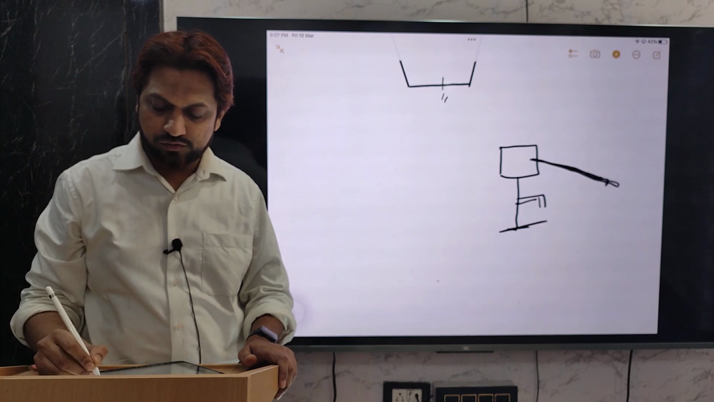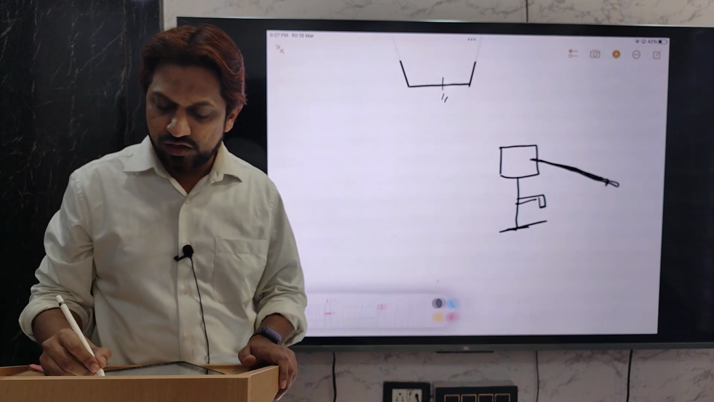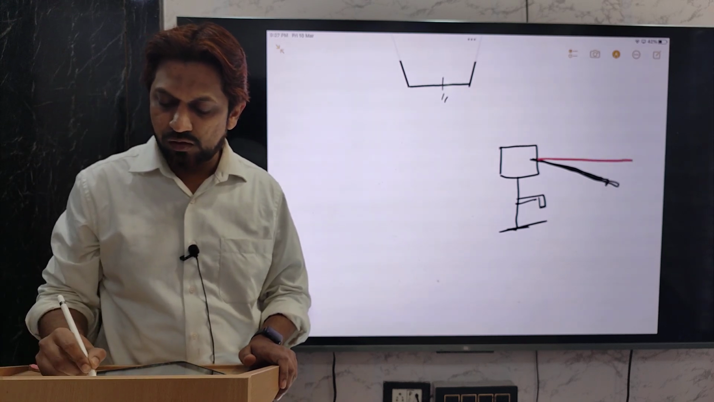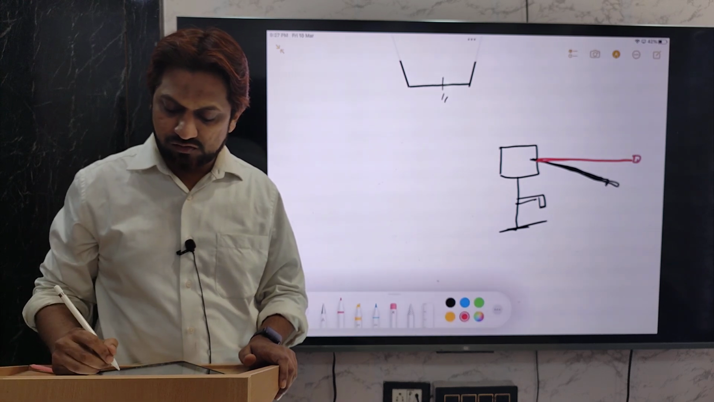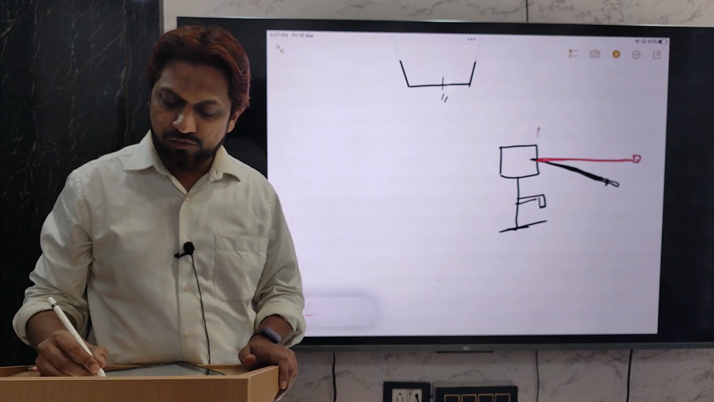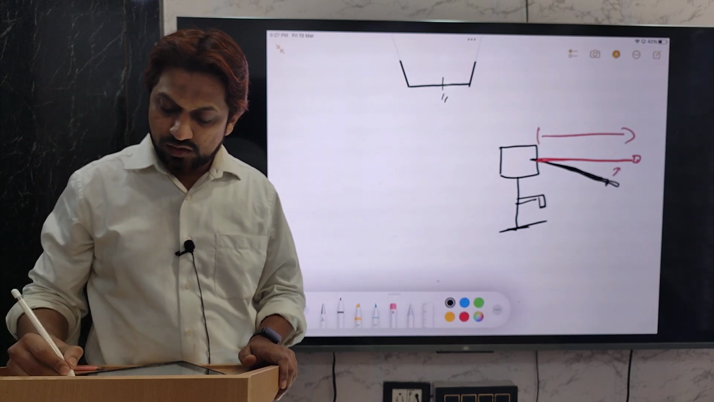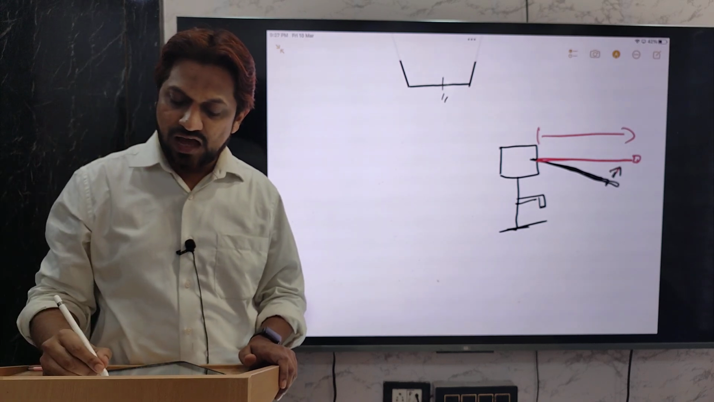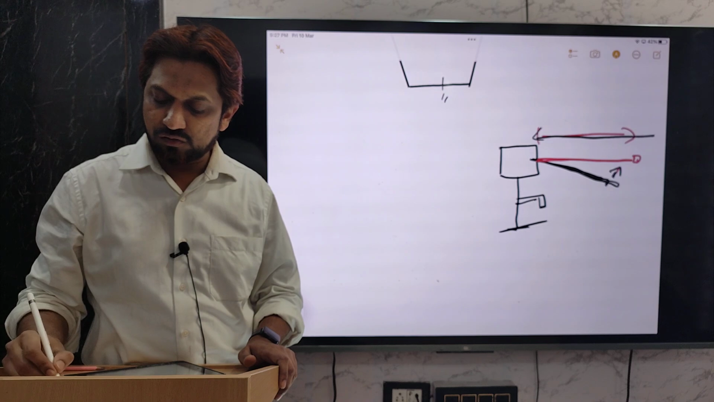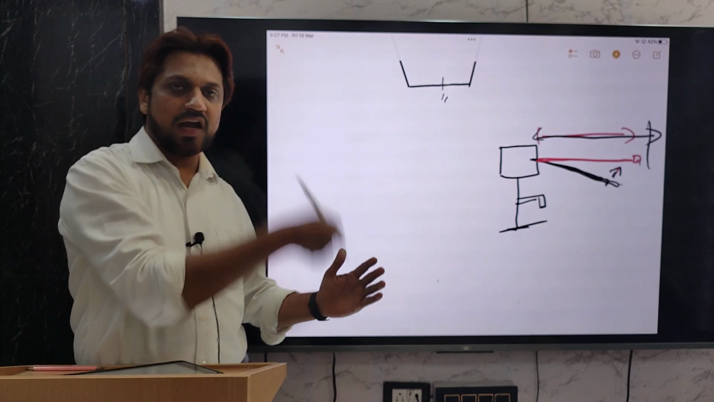I think you have seen a hand pump. When you raise up the handle of the hand pump, the diameter here will increase. From the resting condition to the raised position, the diameter will increase as compared to the resting condition, that is the hand pump.